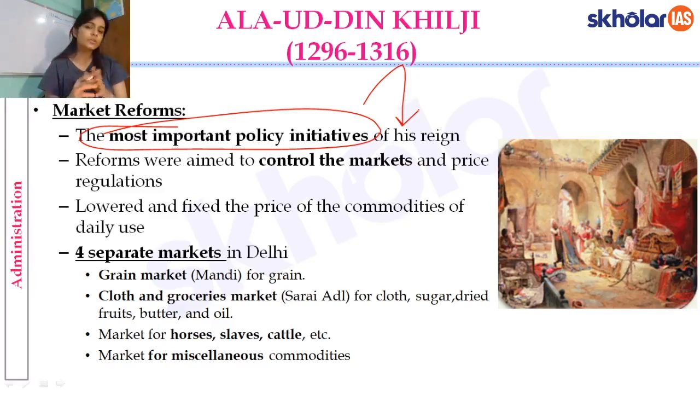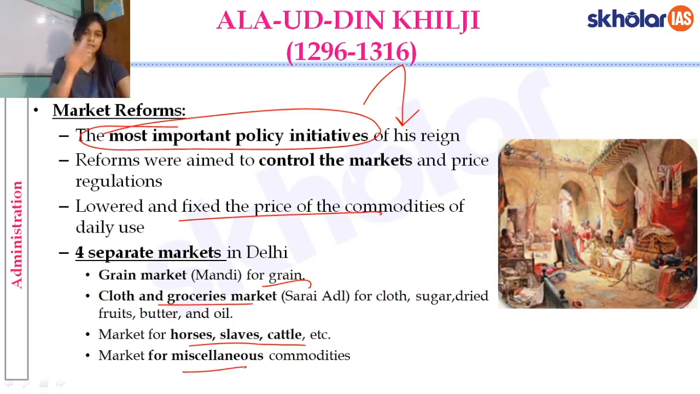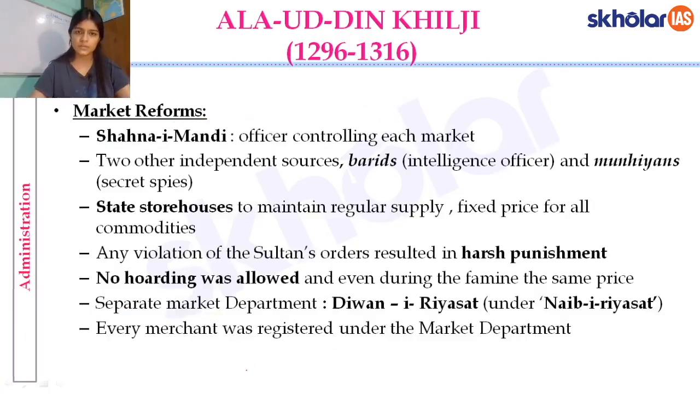He wanted to control the markets and the prices. So he lowered the prices of commodities of daily use and fixed them. He said that you cannot charge a price above this. And he came up with four separate markets in Delhi. One was for grain, then clothes and groceries, then horses, slaves, and cattle, and then miscellaneous items, things other than that. So there were four markets in Delhi depending on the category of product you want to buy.